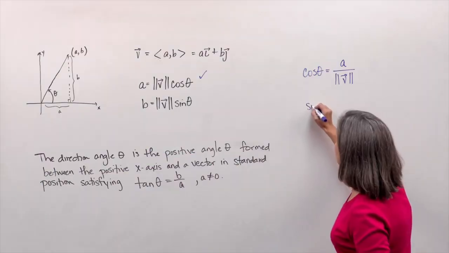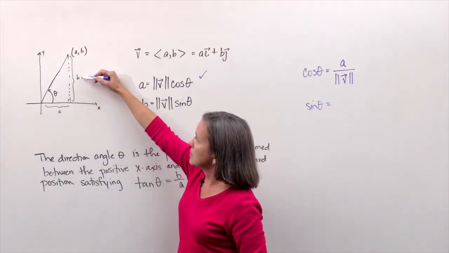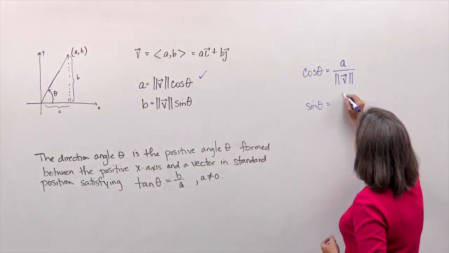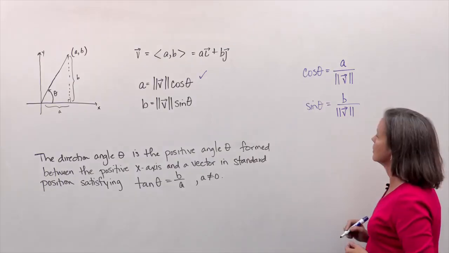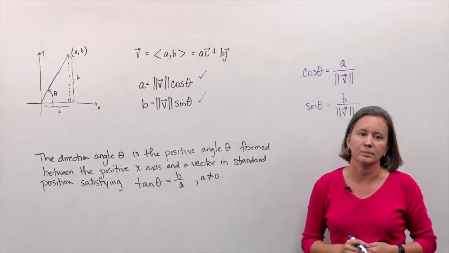Now, what about sine of theta? Sine theta is the opposite side b over the hypotenuse. The hypotenuse is the magnitude of our vector. And rearranging this one, we come up with the second relationship.